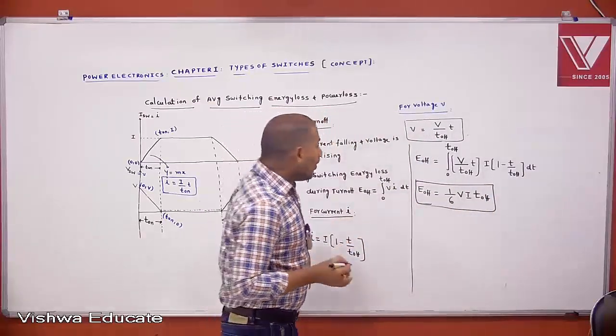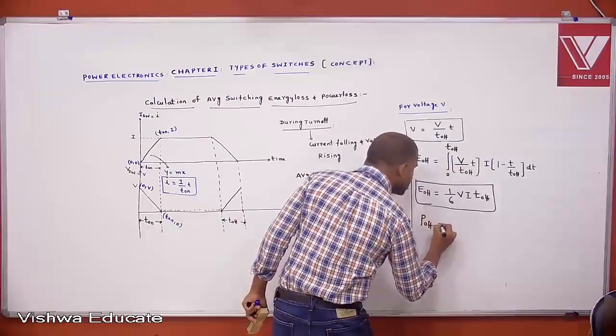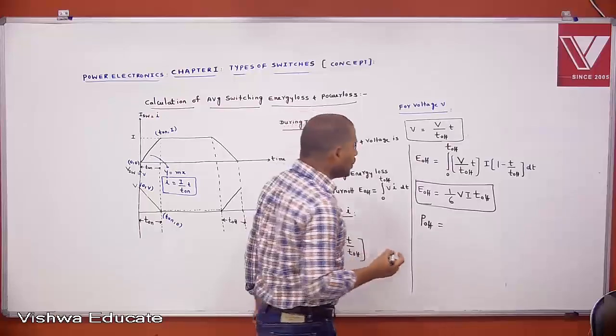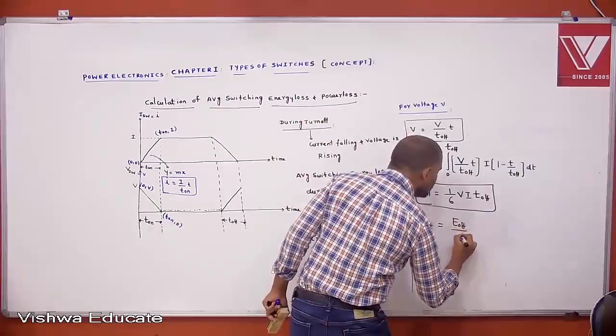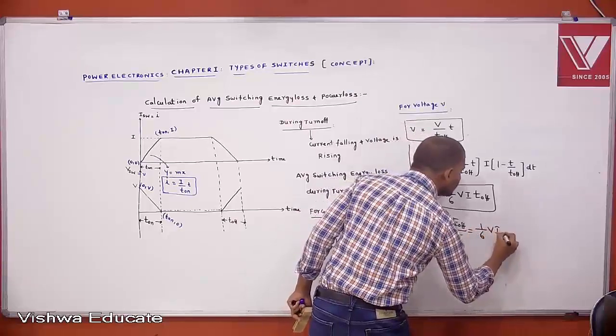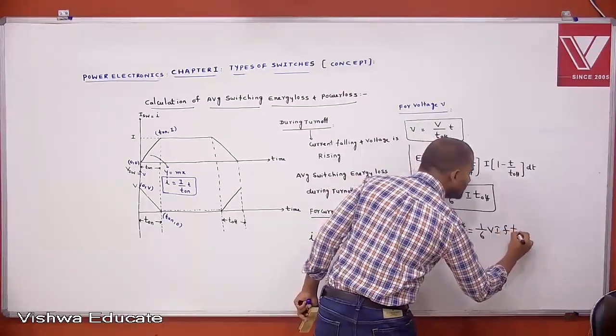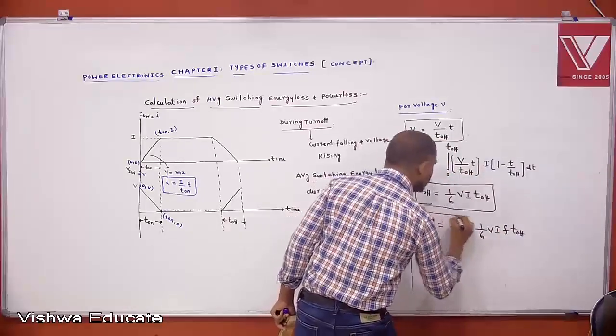Yes. What is the off state power loss? Off state average power loss. How to get the expression for power loss? Energy by time. Then 1 by 6 Vi F into, 1 by T is written as F, F into T off.